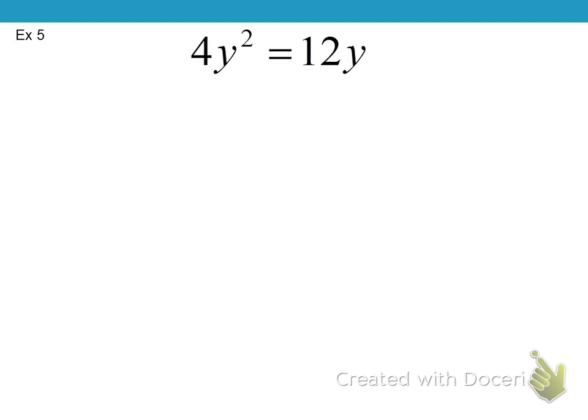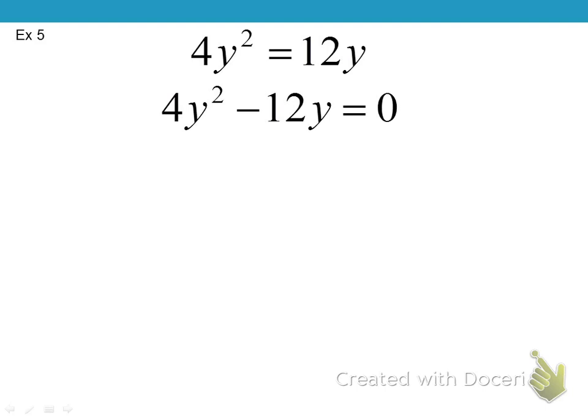All right, here's example 5. Yep, you want to get everything to one side. We always want the y squared or the x squared term to be the positive one. It just makes factoring so much easier. So I'm going to move the 12y.